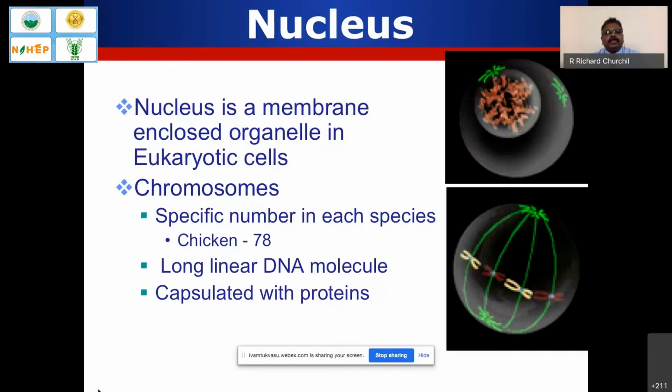You know, chicken has 78 chromosomes. Human beings have 23 pairs of chromosomes. And this genome size is also different. In mammals, you see there are 3 billion base pairs of DNA. Now, what is this base pair?